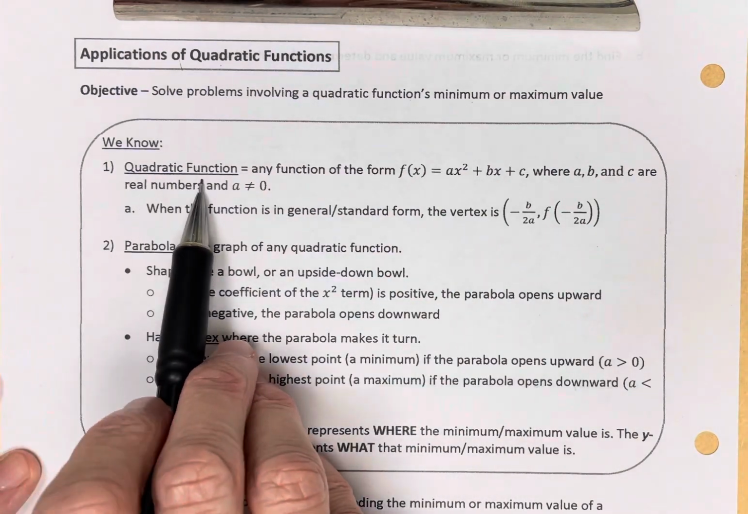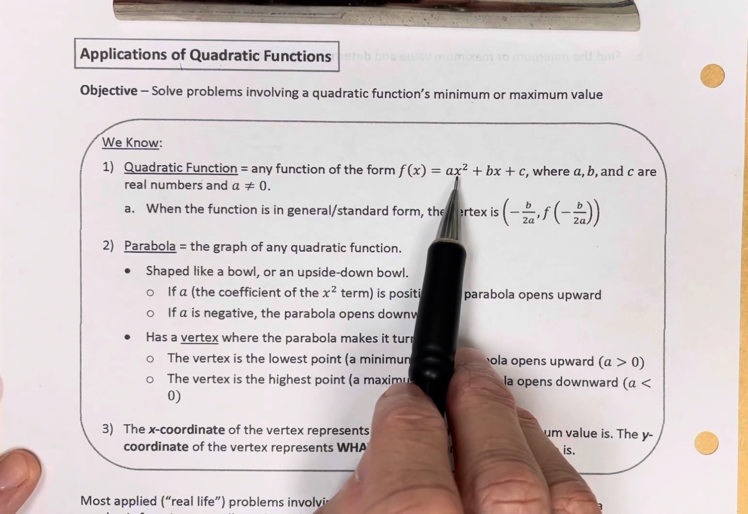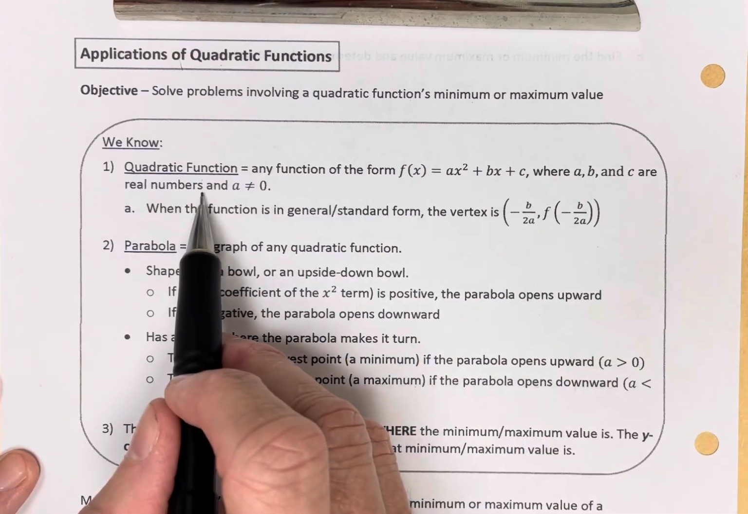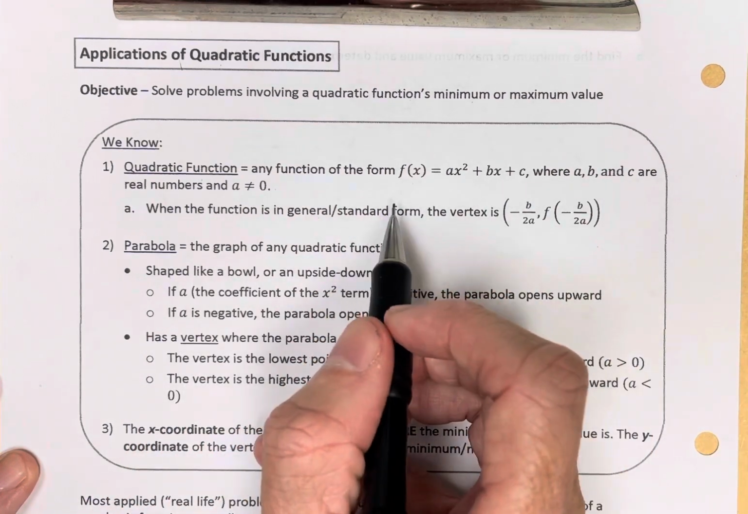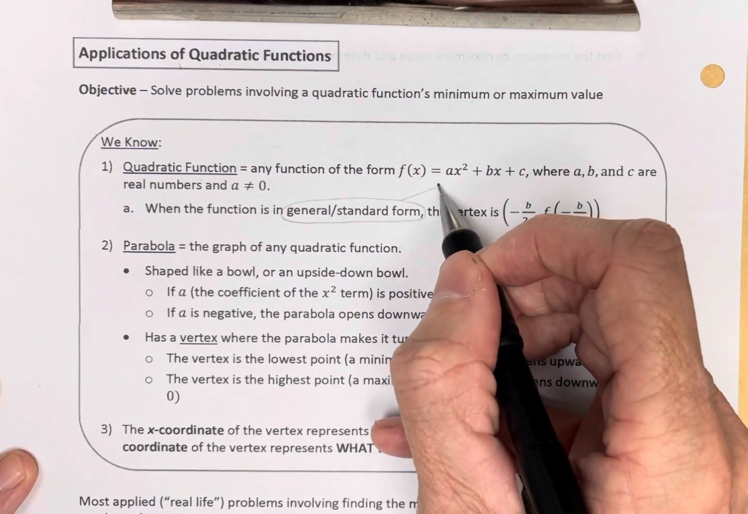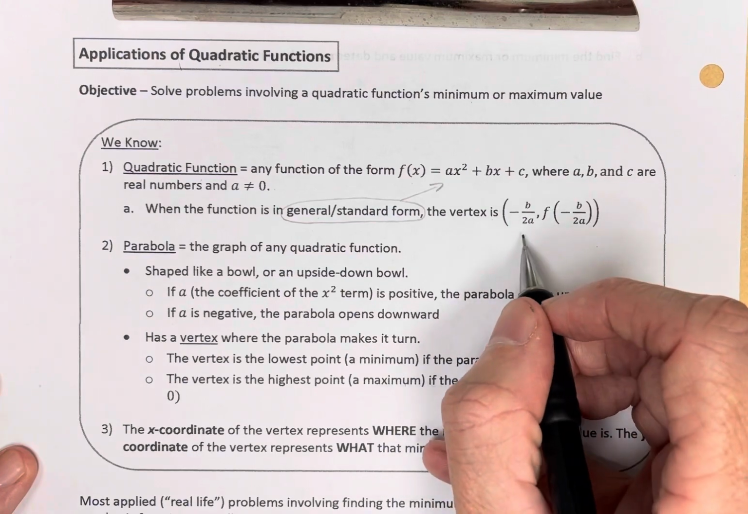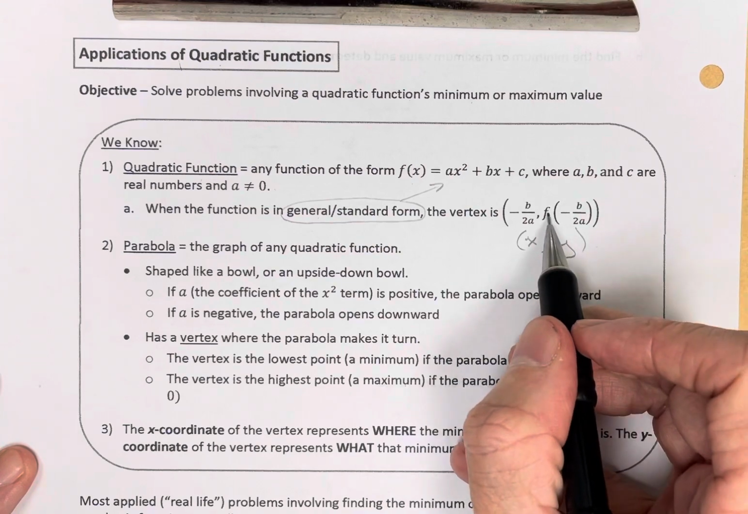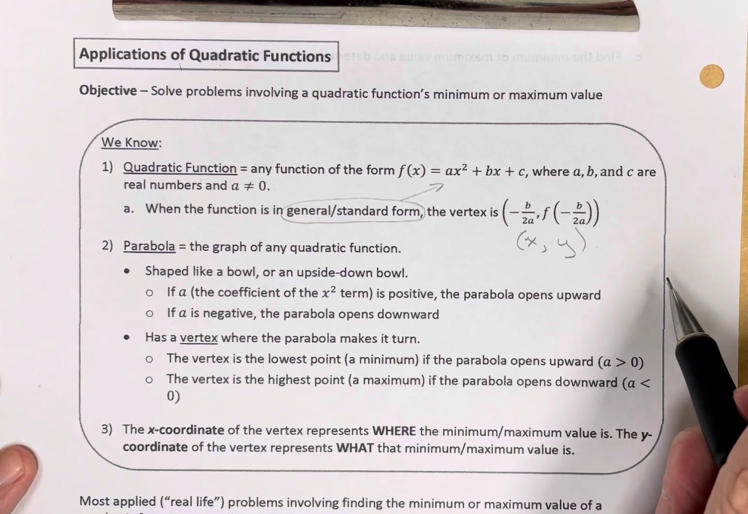What do we know? We know what a quadratic function is. Any function of the form f of x equals ax squared plus bx plus c, where a, b, and c are real numbers and a is not equal to 0. When the function is in general or standard form, that's the form we see most often. The vertex has an x-coordinate of negative b over 2a and a y-coordinate of the function's value at negative b over 2a. We've done that in prior videos.